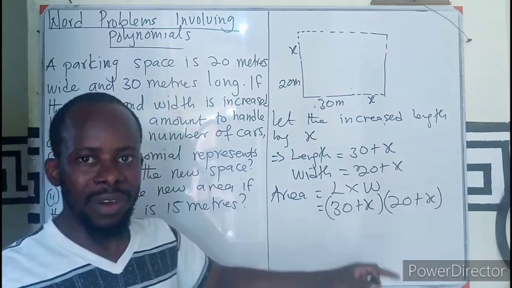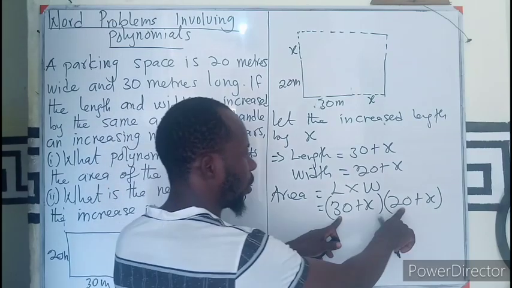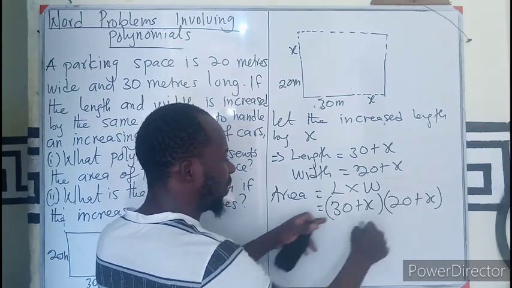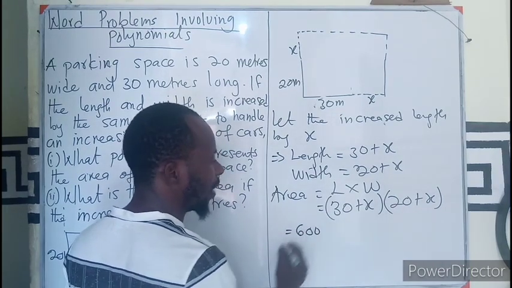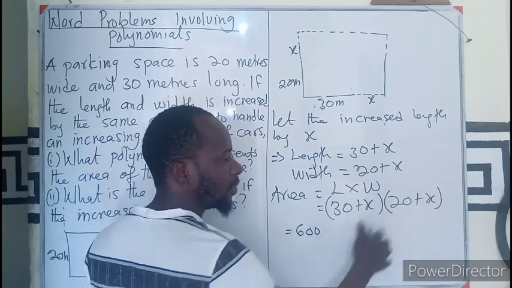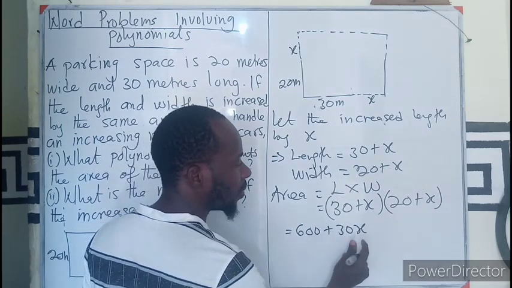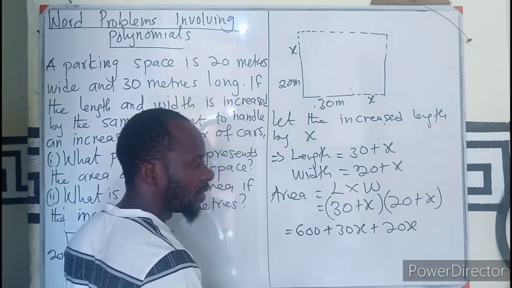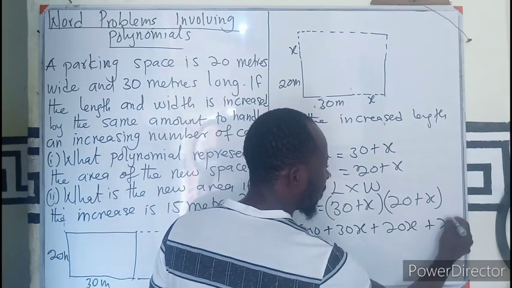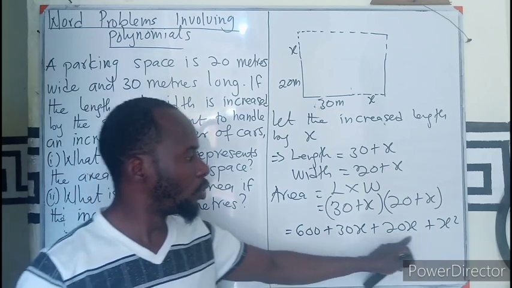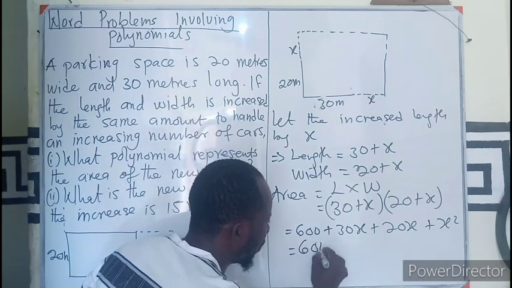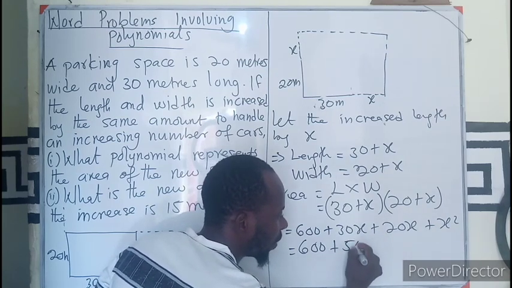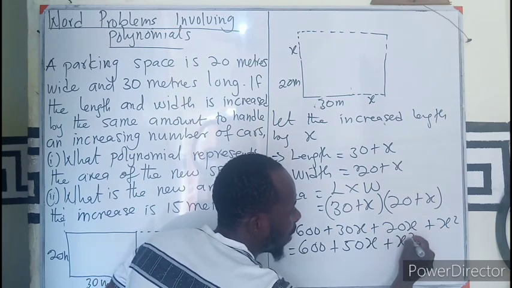This is multiplication of what? Binomials, whereby we use the FOIL method. The first term multiplies every element in the second term. So that will be 30 times 20, and that will be 600. 30 times x will be 30x. Then we come to x. x will multiply 20 to give us 20x. x times x will give us x squared. So I believe we can compute the middle one to have 600 plus 50x, since 30 plus 20 is what? 50x.